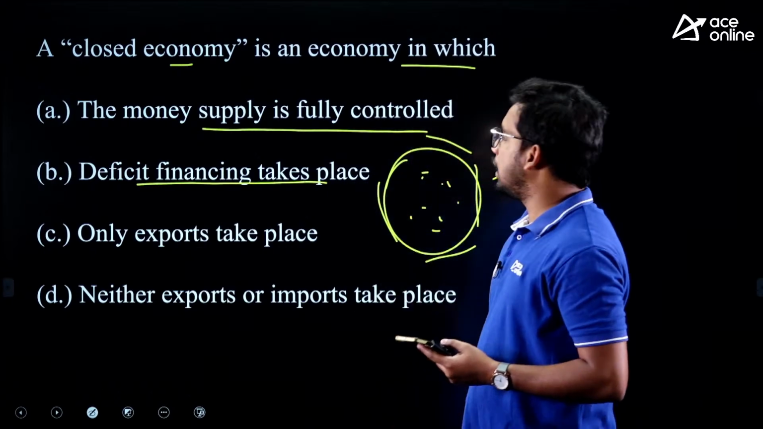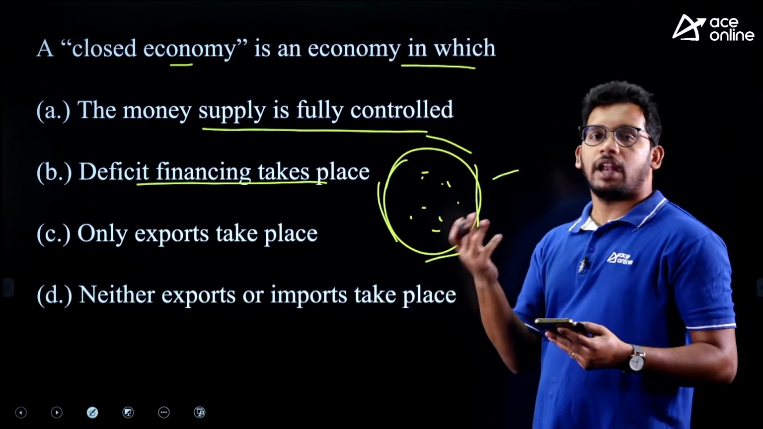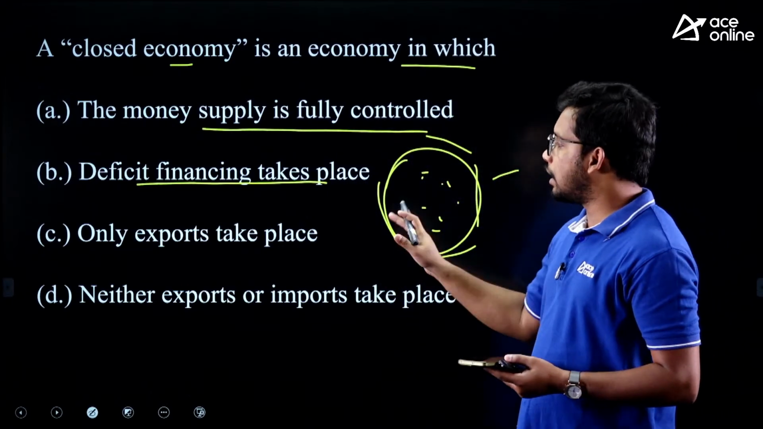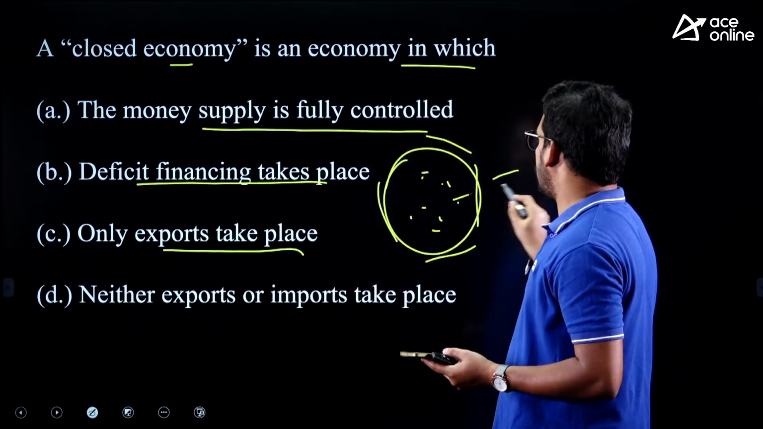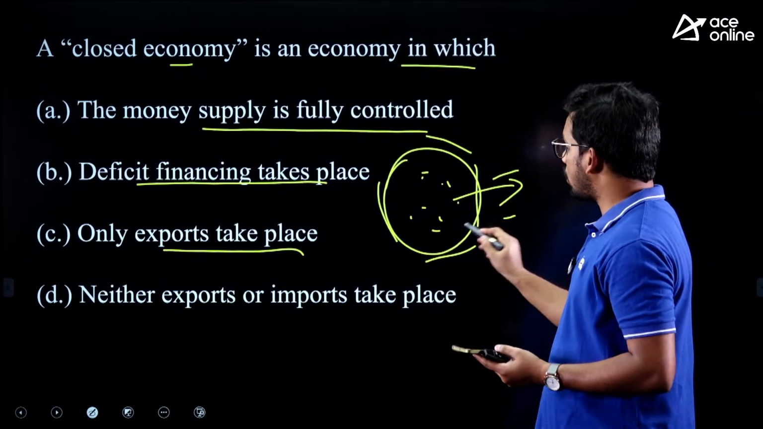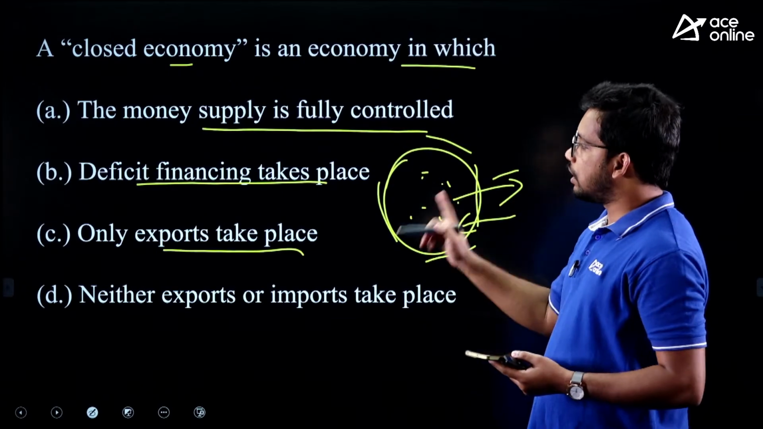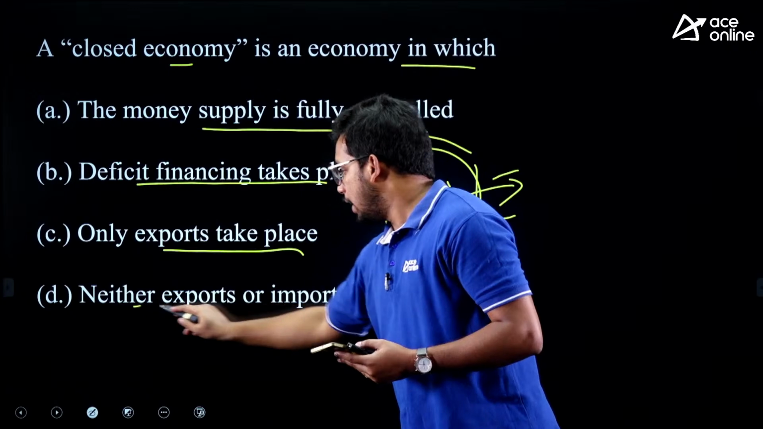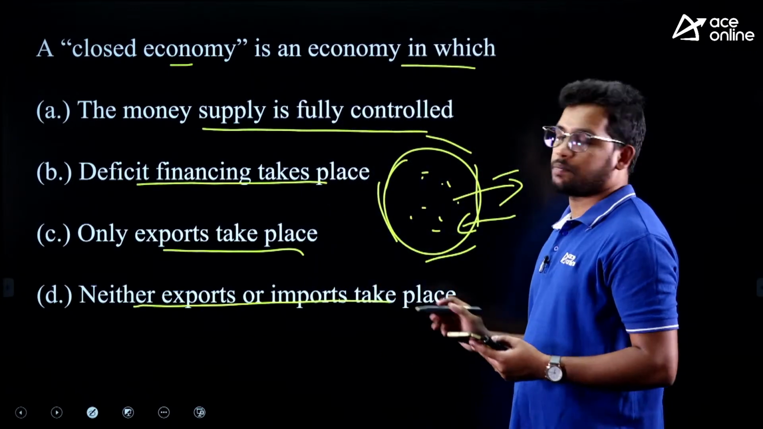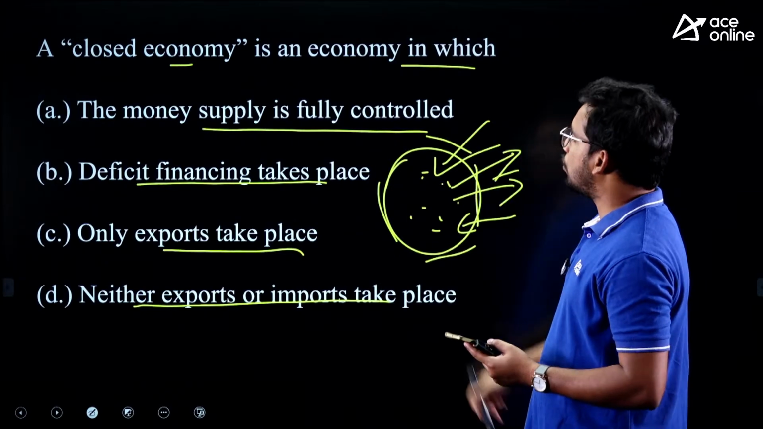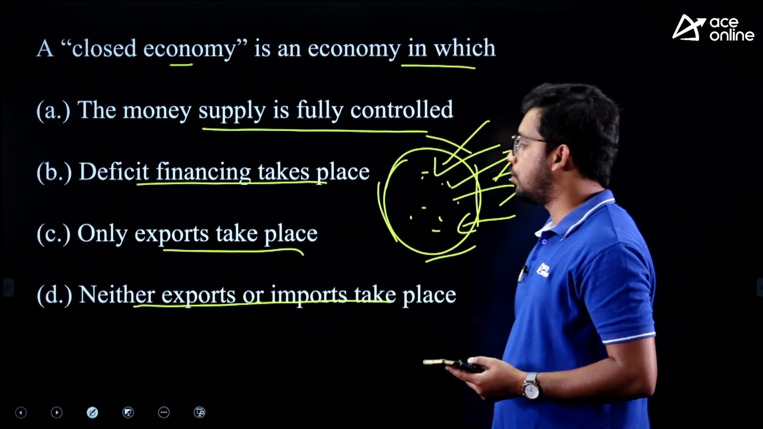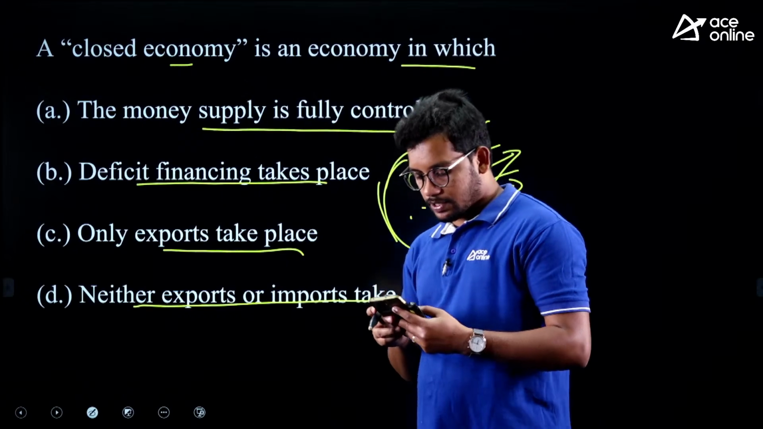Deficit financing takes place. That means whenever there is a lack of money for the government, they take money from somewhere else. Only exports take place. So we only send goods, but we are not allowing goods to enter India. Neither exports nor imports take place. So we won't send our goods to other countries, and we are also not allowing other countries' goods to enter India. So what is the answer for this?